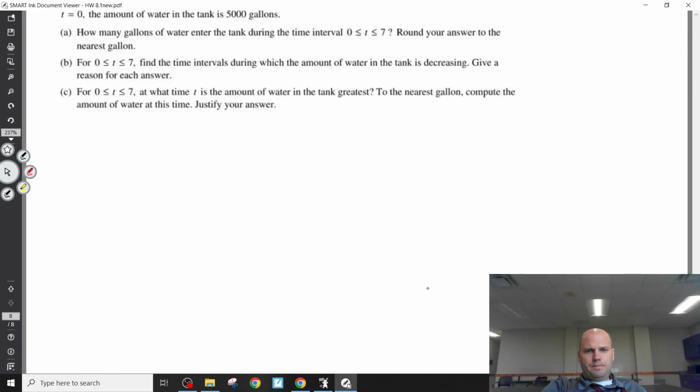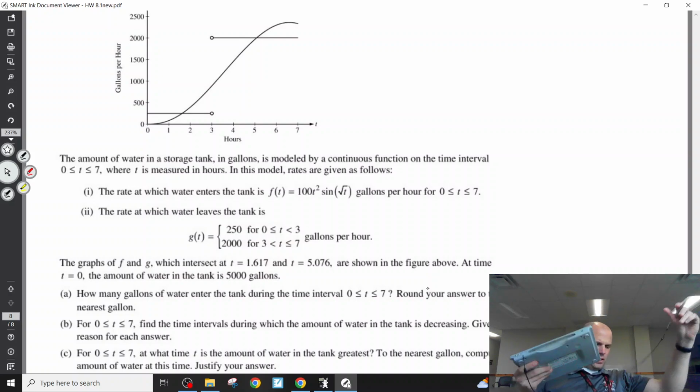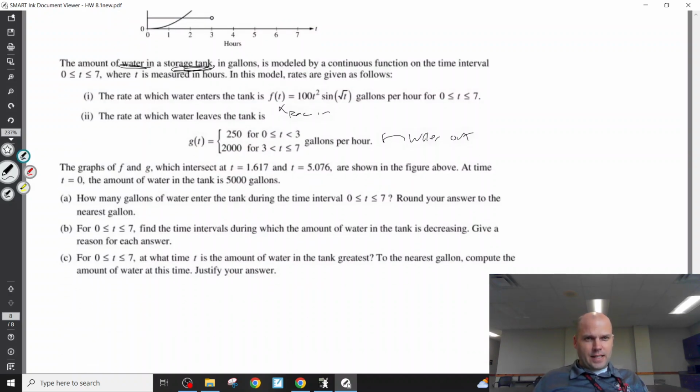All right, last problem. This is probably the toughest problem. It was in our notes. I didn't show you this graph. I don't like this graph, but we'll be all right. Water in a storage tank. Water in. Water out. Let's figure out that there are 5,000 gallons in the water in the tank at the beginning.